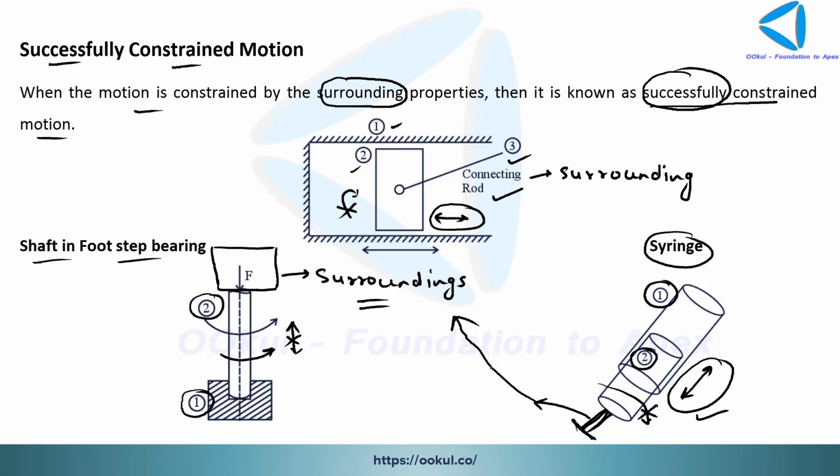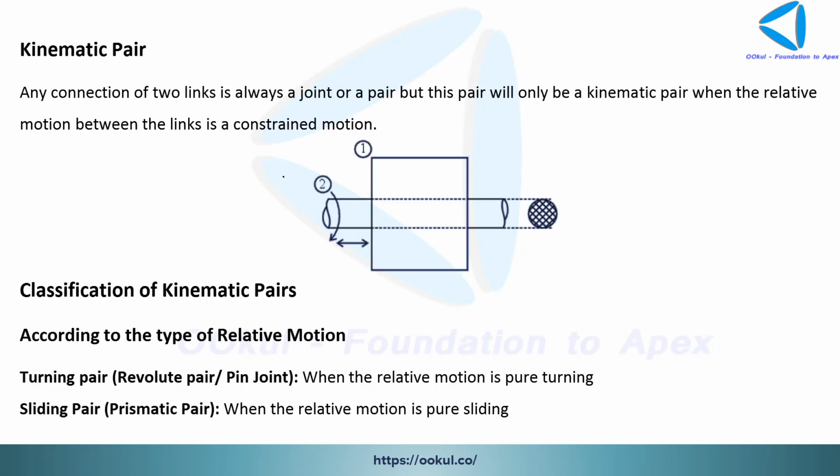Okay, I hope this is very clear to you. Don't ever get confused between completely constrained motion and successfully constrained motion. Okay, now let us see what is a kinematic pair.